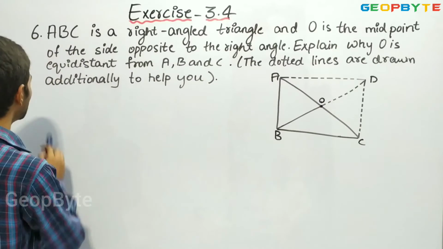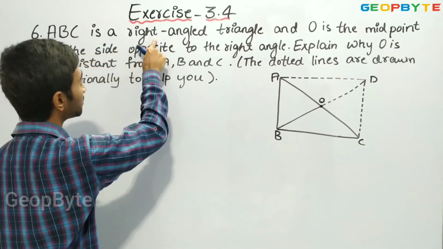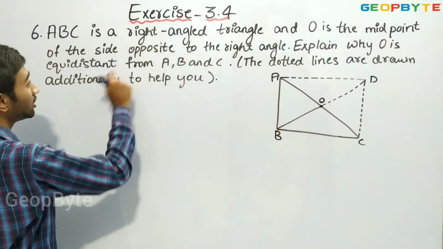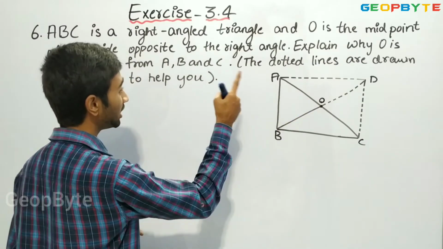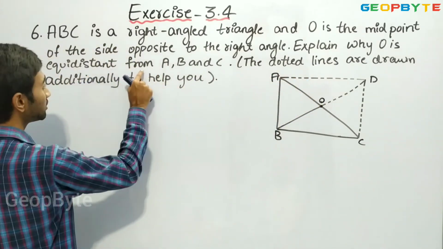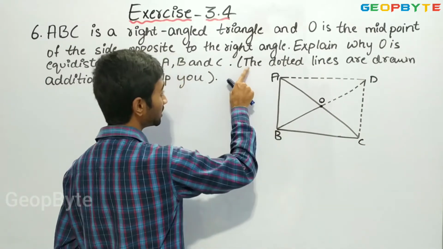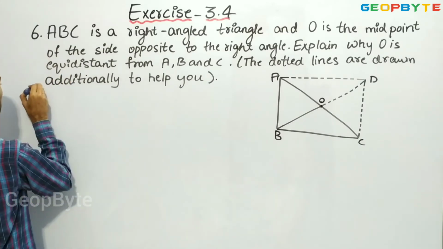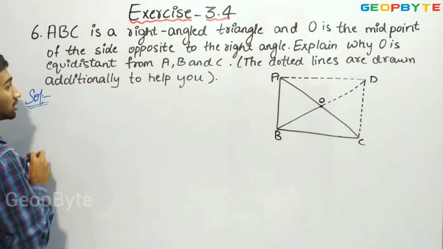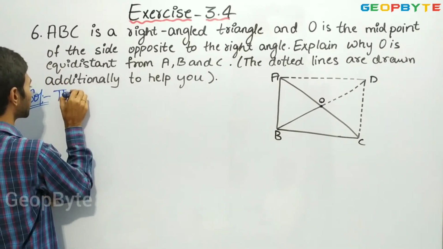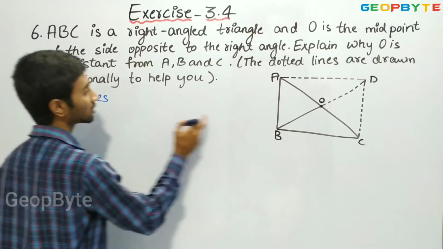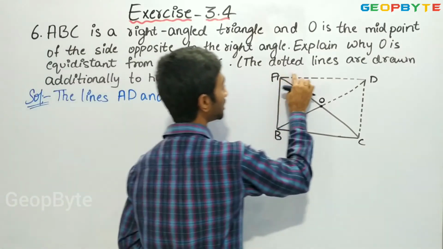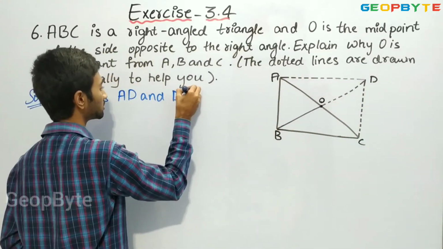Now let us see the sixth question. ABC is a right angled triangle and O is the midpoint of the side opposite to the right angle. Explain why O is equidistant from A, B and C. The dotted lines are drawn additionally to help you. So the lines AD and DC are drawn.